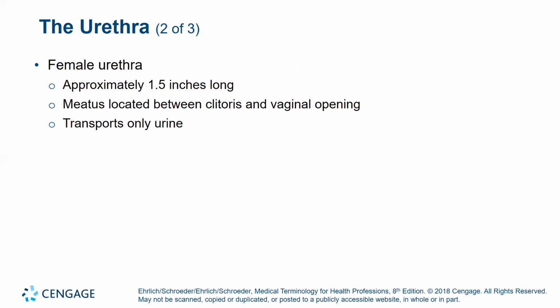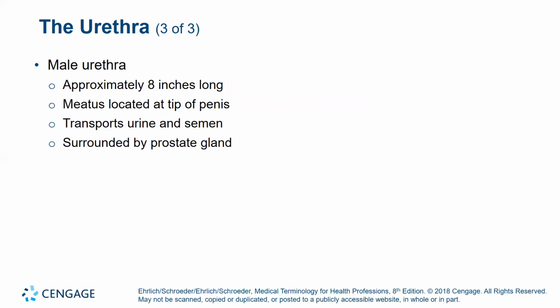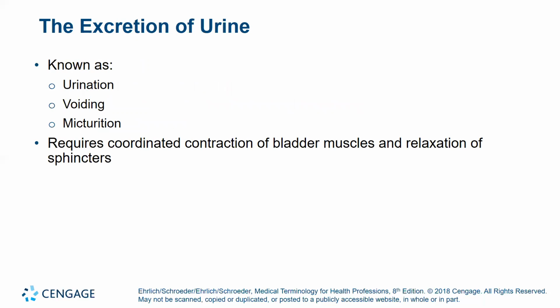The female urethra is approximately 1.5 inches long, and it transports only urine. The male urethra is approximately 8 inches long. It transports urine and semen, and this is surrounded by the prostate gland. The excretion of urine, also known as urination, voiding, or micturition, requires coordinated contraction of bladder muscles and relaxation of sphincters.